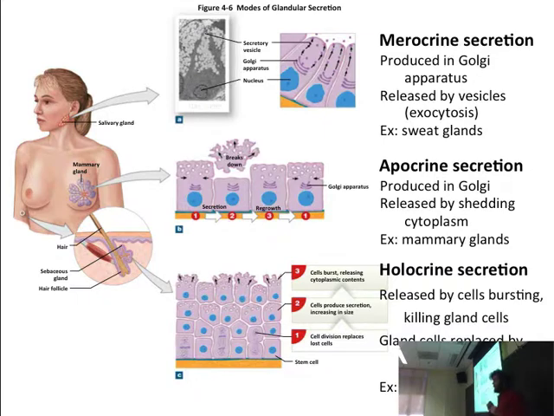Sebaceous glands, sebum, skin oil, really waxy stuff, designed to help protect the surface of your skin. You know, lots of lipid component, all of this cell membrane, all of those lipids and the waxes inside that cell are released upon destruction of that cell. Okay.